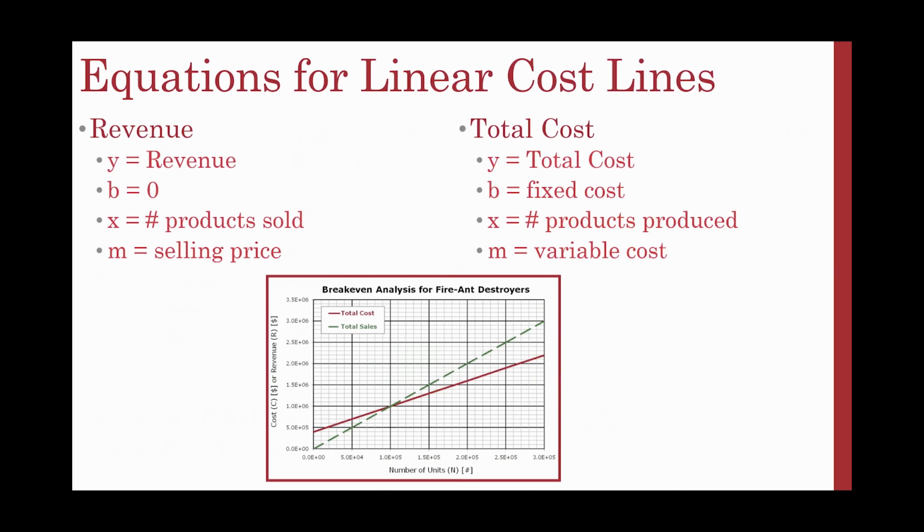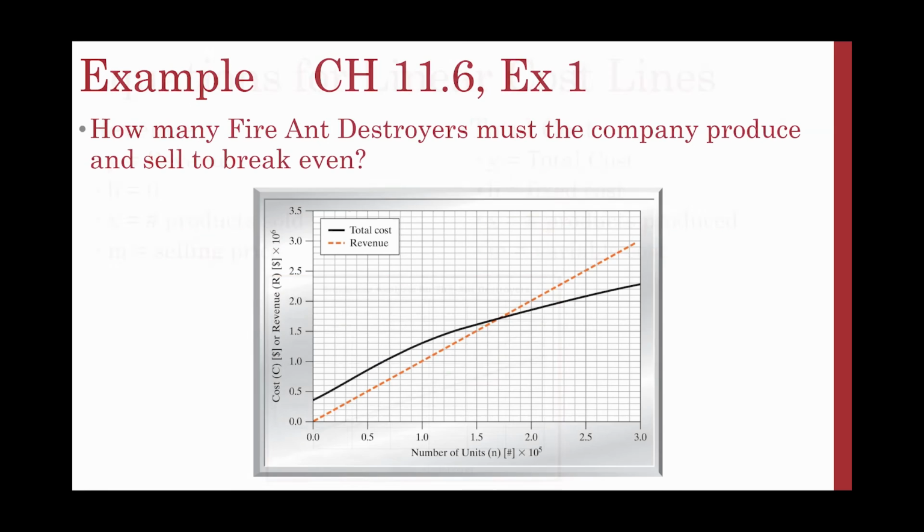So for your revenue line, y is your revenue, your y-intercept is 0, your x is the number of products sold, and your slope is your selling price. For your total cost, your y is your total cost, your intercept is your fixed cost, your x is the number of products produced, and your slope is your variable cost.